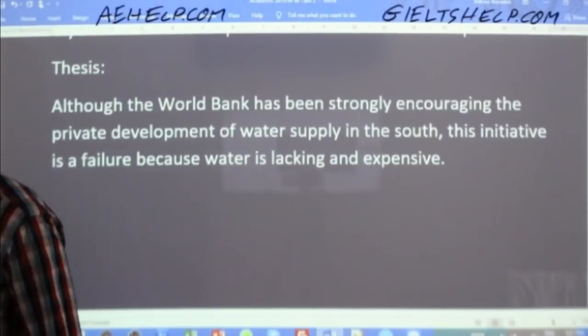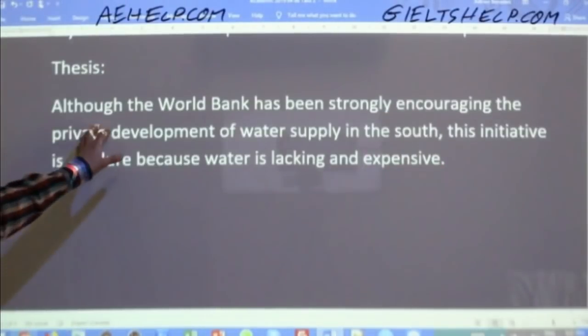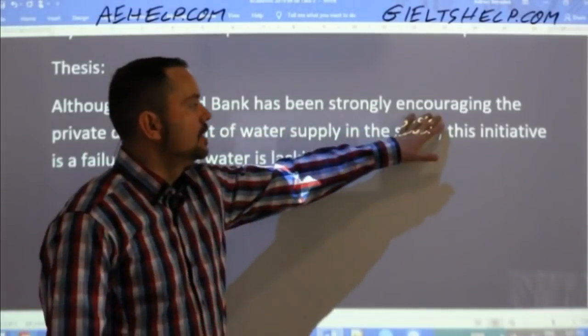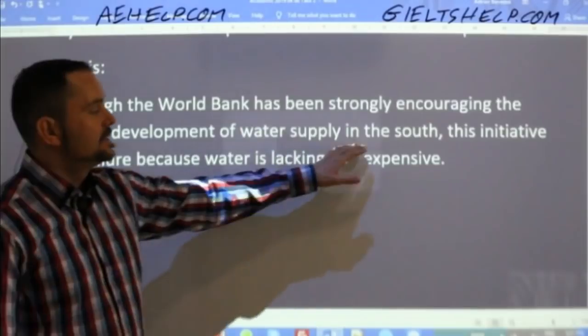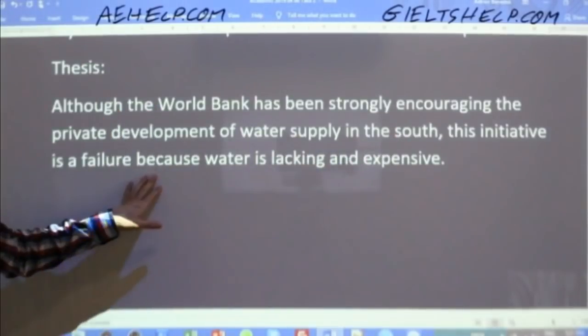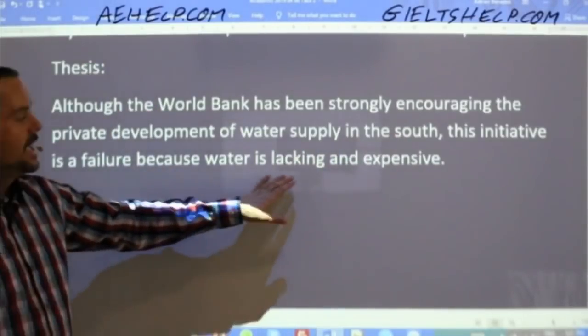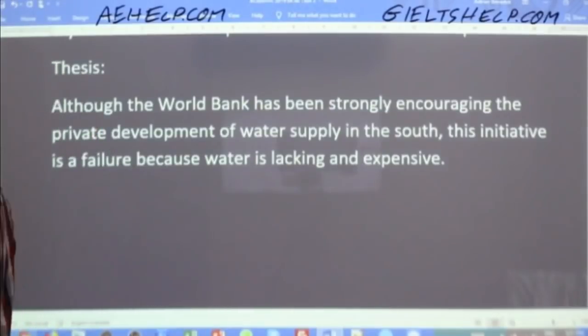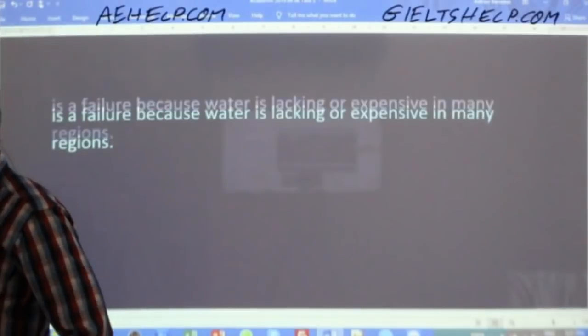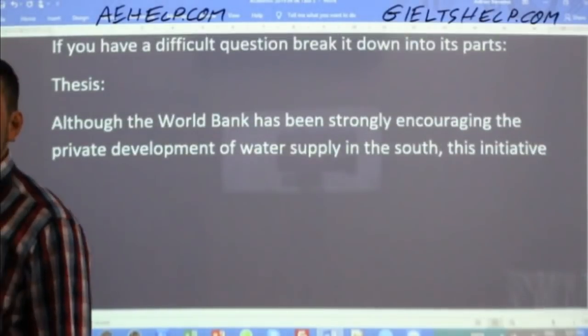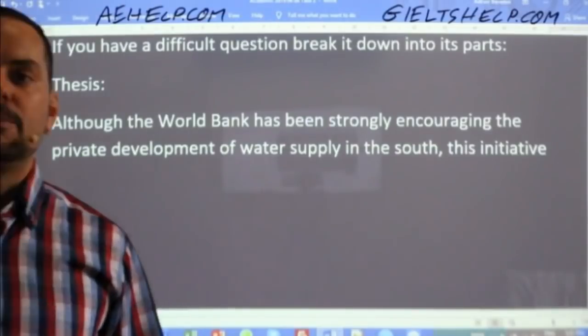Like that. Okay. So although the World Bank has been strongly encouraging the private development of water supply in the South, this initiative is a failure because water is lacking and expensive in many regions. Okay, so that is my thesis statement. Let's see what you've come up with.